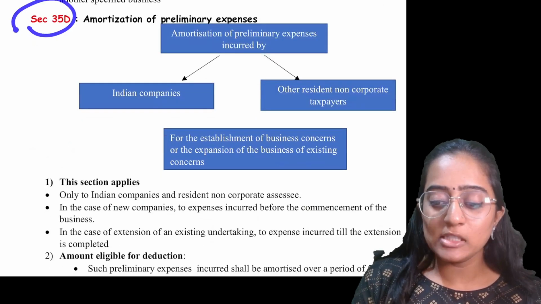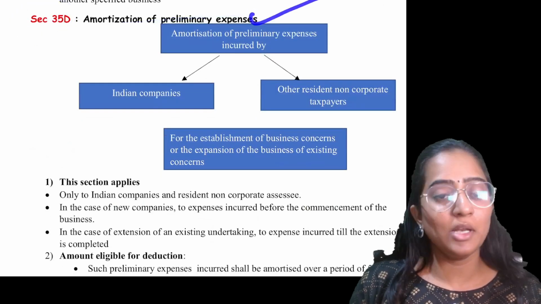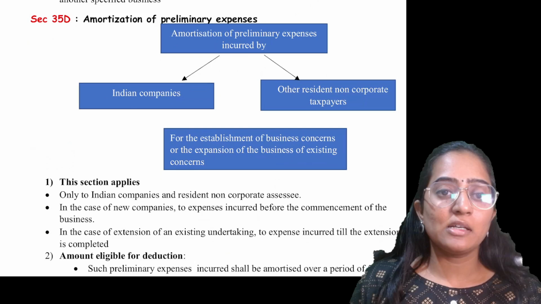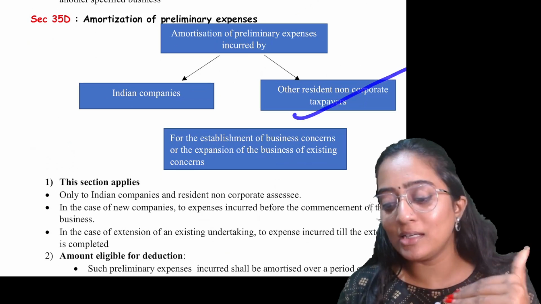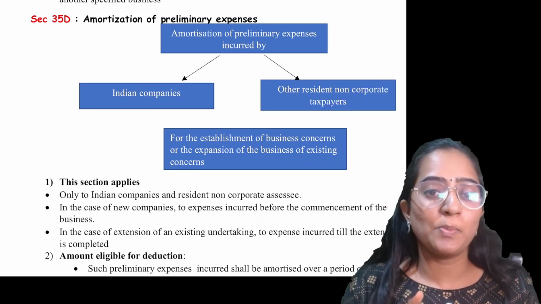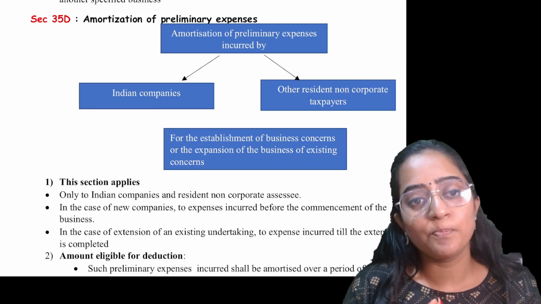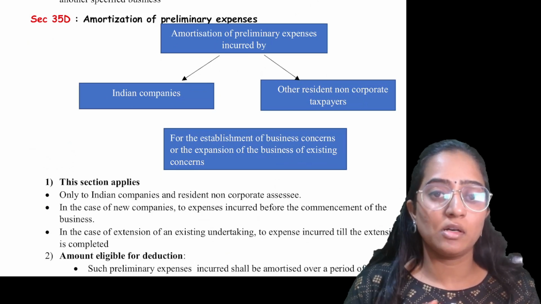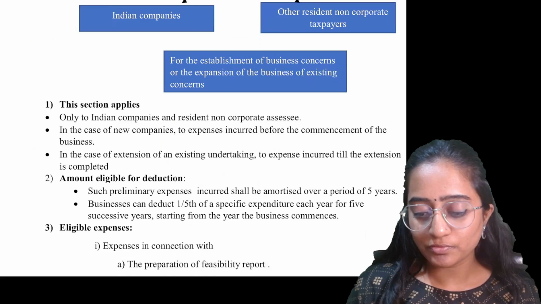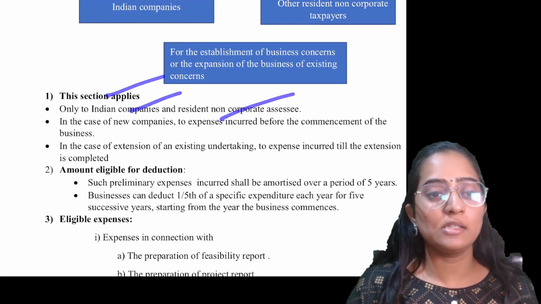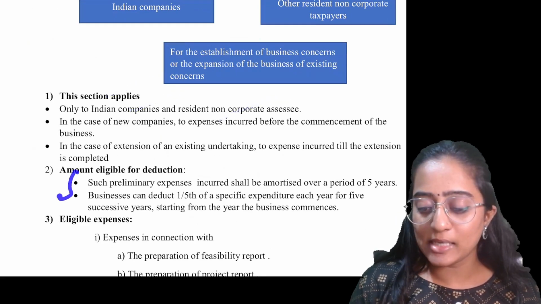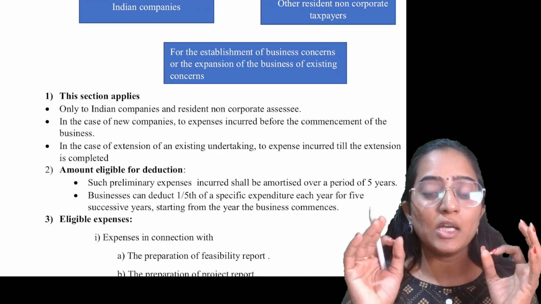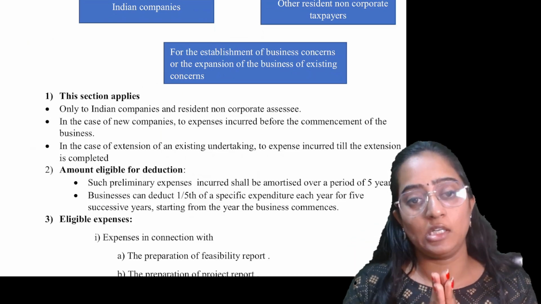Section 35D speaks about the amortization of preliminary expenses. This amortization has been provided to Indian companies and other resident non-corporate taxpayers, that is, other than Indian companies. Basically Indian residents and other resident non-corporate taxpayers. This section applies to Indian companies and these parties, and the amount eligible for deduction would be 1/5 of the qualified limit amount.